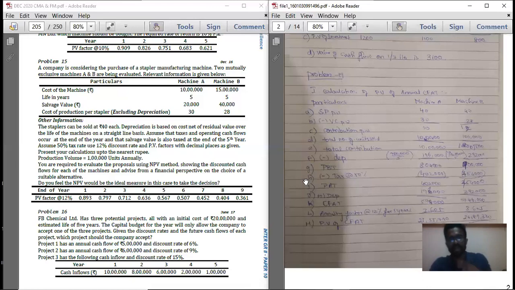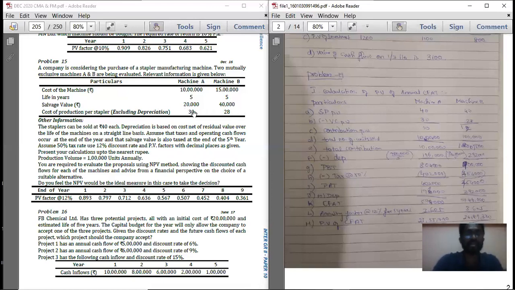So first we should calculate one by one. First we should calculate the present value of annual CFAT, that is cash inflow. Understand properly, there are two cash inflows. One is annual CFAT: every year you are going to receive income, that is cash inflow. One more cash inflow is the residual salvage value, 20,000 and 40,000.